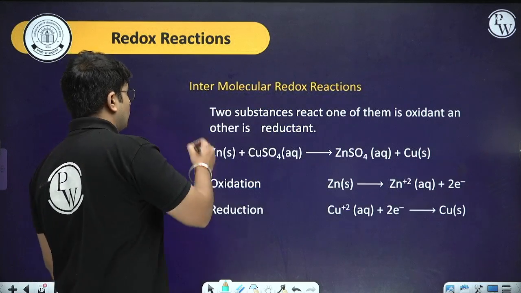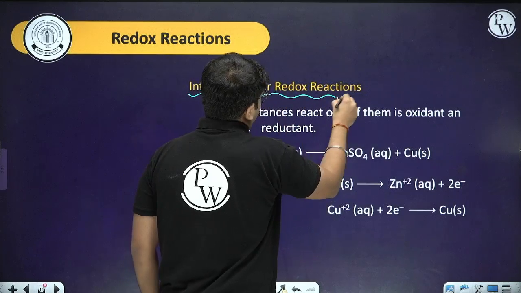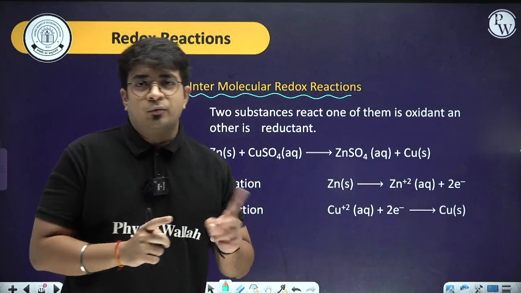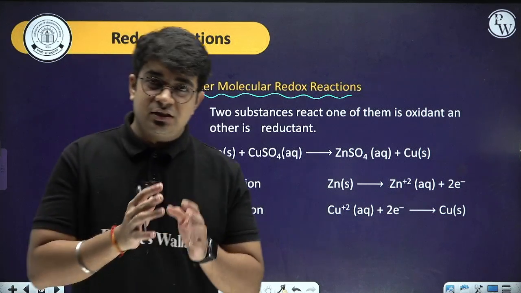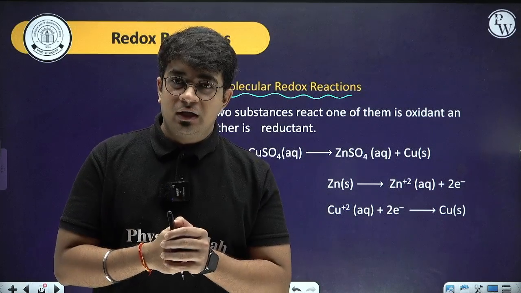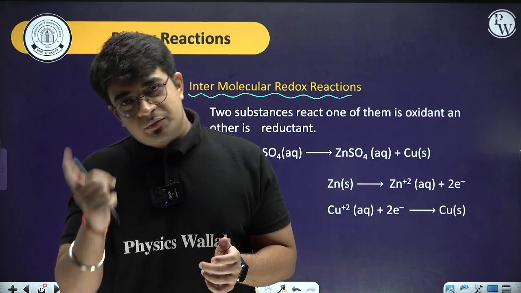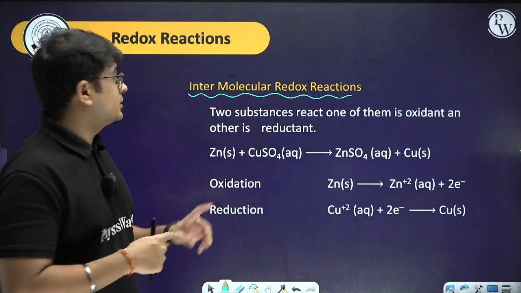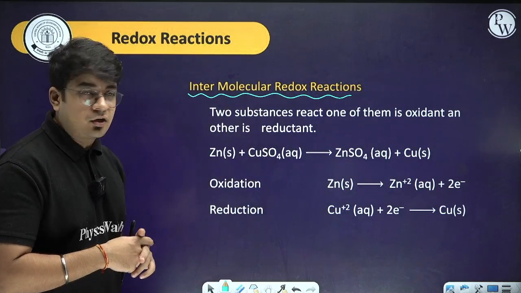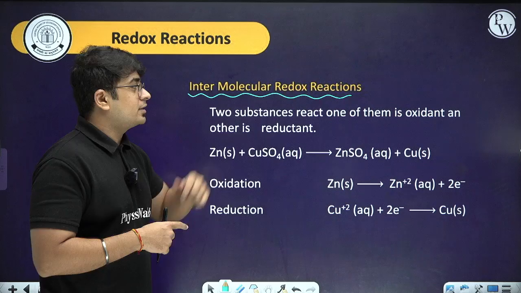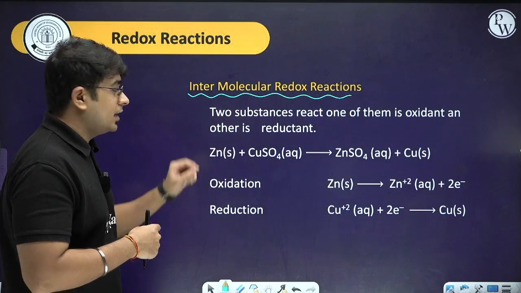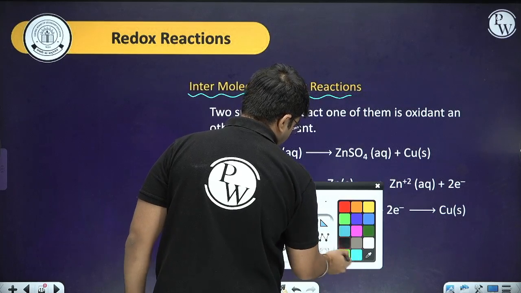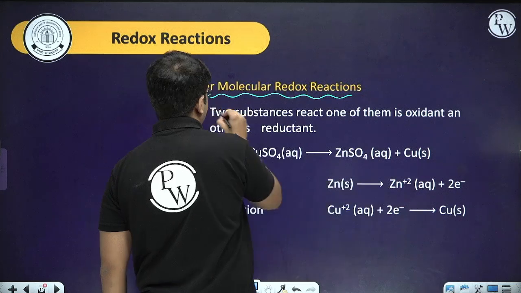Now, if I talk about the next portion, then we have inter as well as intramolecular redox reactions. So, intermolecular redox reactions are those reactions in which two species are involved and both the species are different. One species is going to oxidize and one species is going to reduce. So, that reaction is your intermolecular redox reaction. So, basically two substances react and one of them is oxidant and other is reductant. That particular part is your intermolecular redox reaction.